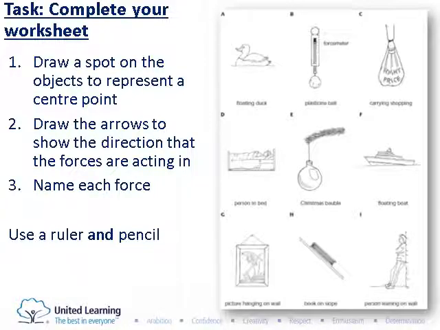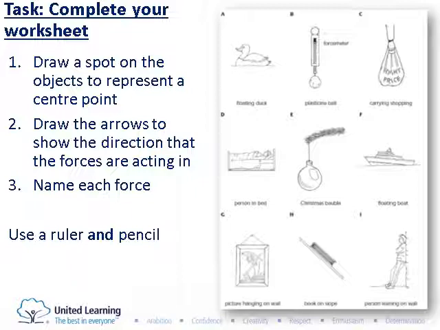Okay, so having drawn your own version of a free body force diagram, I'd like you to have a go at drawing your own from these examples. So again, as we did, draw a spot in the center to represent the center point of the object. You can do that on the sheet if you printed that out, or you can just draw that as a dot on a piece of paper in your book.